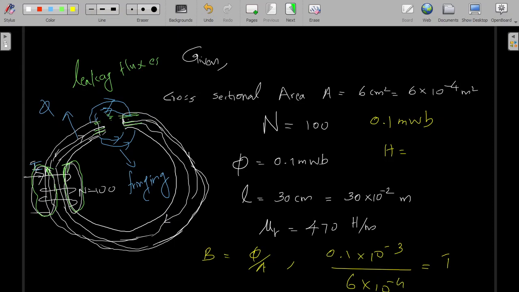B we got. So 1 by 6 you will get, that means 0.167. Now H means magnetic field intensity, that is Ni by L, that means ampere turns per meter. You got this H. This is for iron.